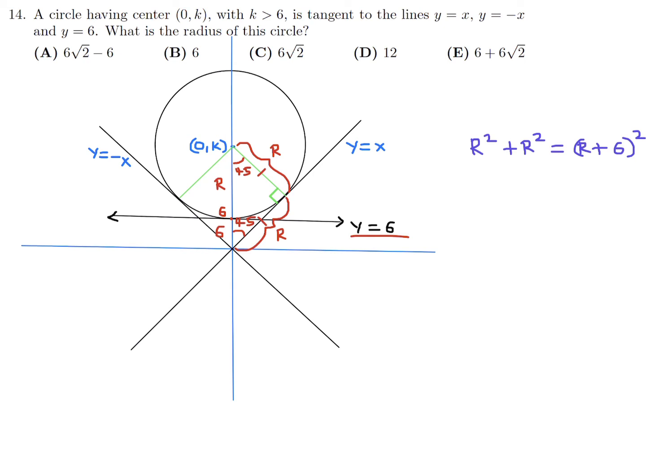Okay, so hopefully you're following. Nothing super fancy. So this becomes 2r squared. Multiply this out: r squared plus 12r plus 36. Put everything on one side, I guess the other side would be a little bit easier. r squared minus 12r minus 36 equals 0. Unfortunately, I don't think this factors, so I've got to use a quadratic. That's okay. All right, let's use the quadratic here.